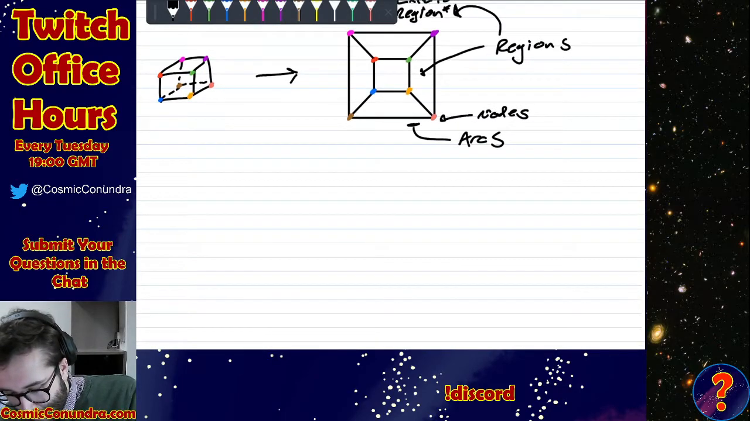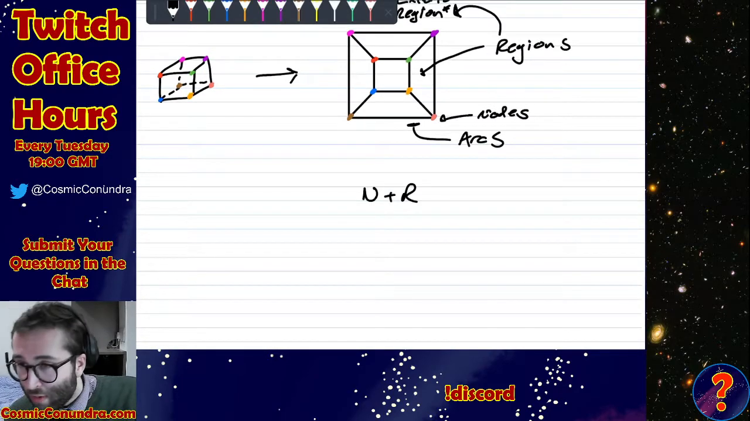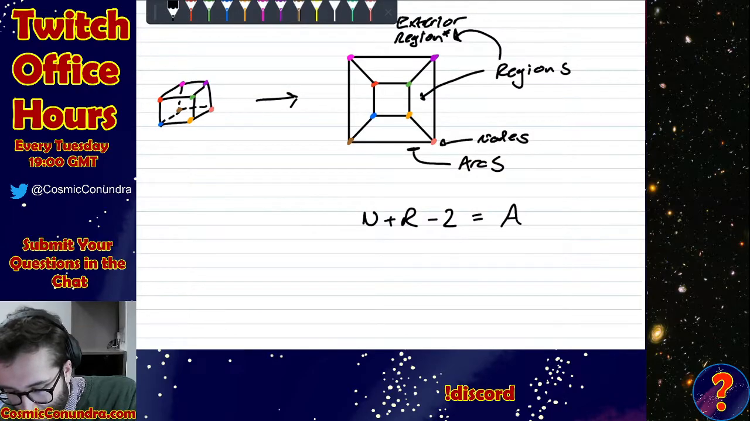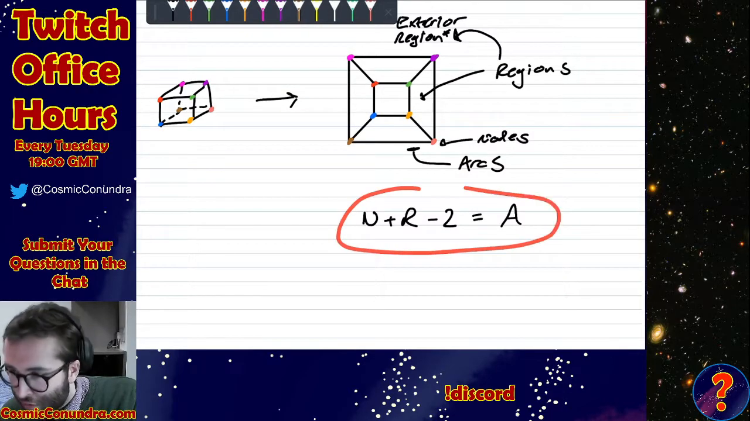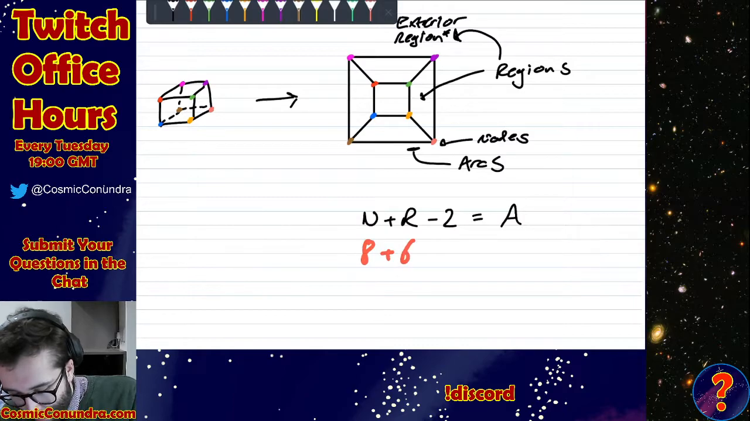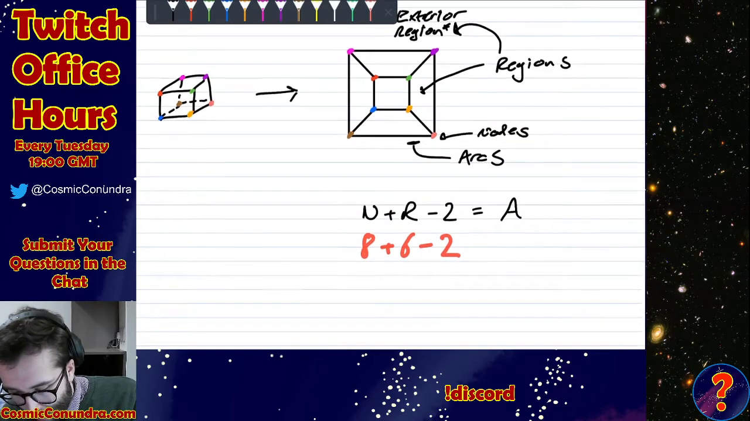And this formula says that the number of nodes plus the number of regions minus 2 gives the number of arcs. So you can check that that is true for the cube. The number of nodes is 1, 2, 3, 4, 5, 6, 7, 8. The number of regions is the same as the number of faces, so that's 6. So that's 8 plus 6, minus 2, that gives 12.